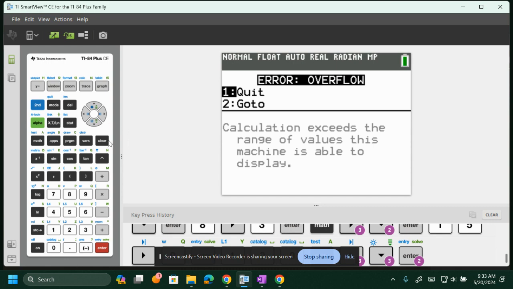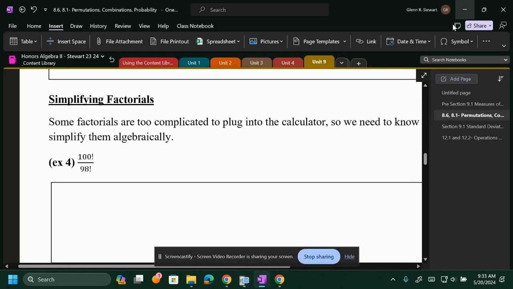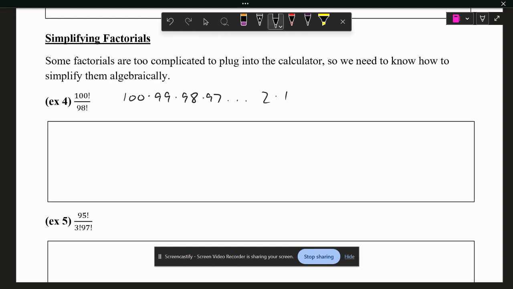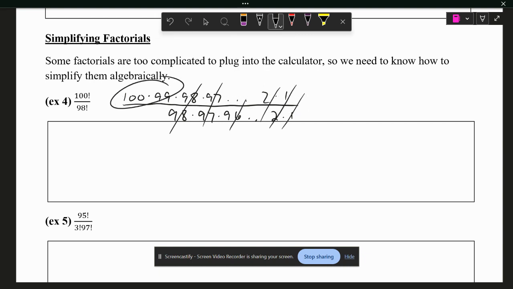So when you have multiple of these that you're trying to go through and you're dividing, you're going to want to simplify before you actually plug them in. Like I said before, 100 factorial is 100 times 99 times 98 times 97, and then it goes to 2 times 1. 98 factorial is 98 times 97 times 96, down to 2 times 1. You can start canceling things out until you get to what you have left.